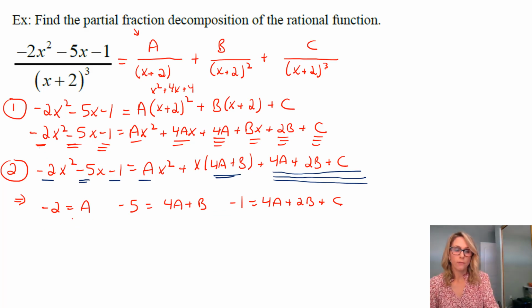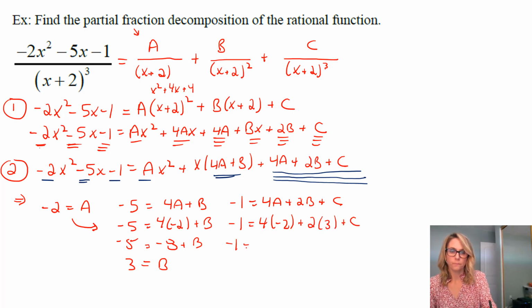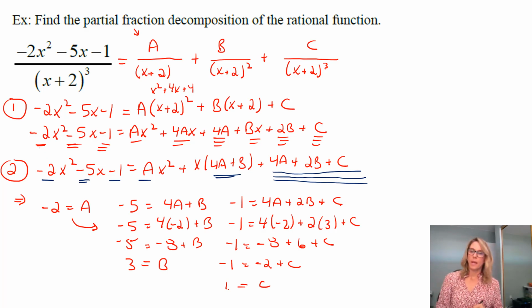And we can use what we have. So of course, if a has to equal negative 2, then that allows us to do 4 times negative 2 plus b. And we just solve on down, and b must equal 3. So we have a equaling negative 2, b equaling 3, and then we just use what we just found. So 4 times negative 2, feel free to do this on your own, plus 2 times 3 plus c. Negative 8, plus 6, plus c. And c should equal 1. Yay!